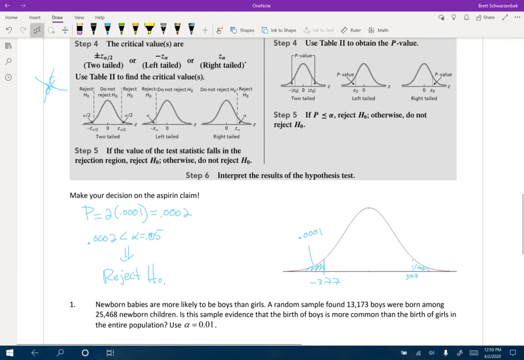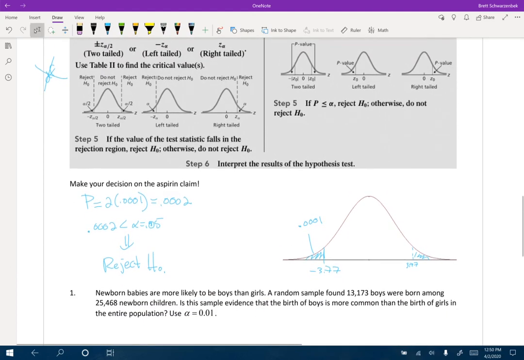Now, another small thing here is, let's say you're using the calculator. So we're back to using normalCDF. So we would do 2 times normalCDF.